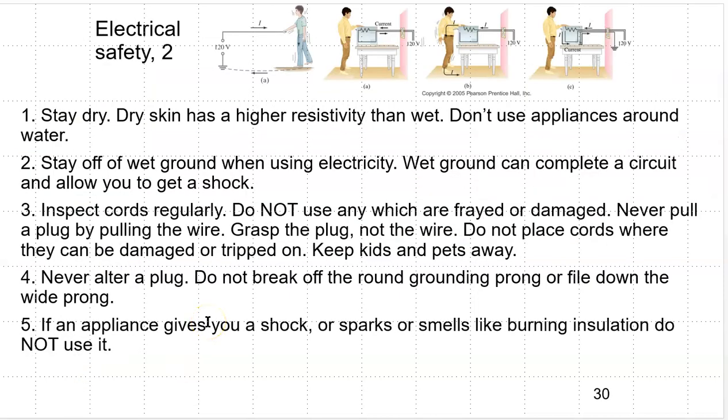Now, some ideas for electrical safety. Stay dry. Dry skin has a higher resistivity than wet skin. Don't use appliances around water. Stay off wet ground when using electricity. Wet ground can complete a circuit and allow you to get a shock. Inspect cords regularly. Do not use any which are frayed or damaged. Never pull the plug by pulling the wire. Grasp the plug, not the wire. Do not place cords where they can be damaged or tripped on. Keep kids and pets away.